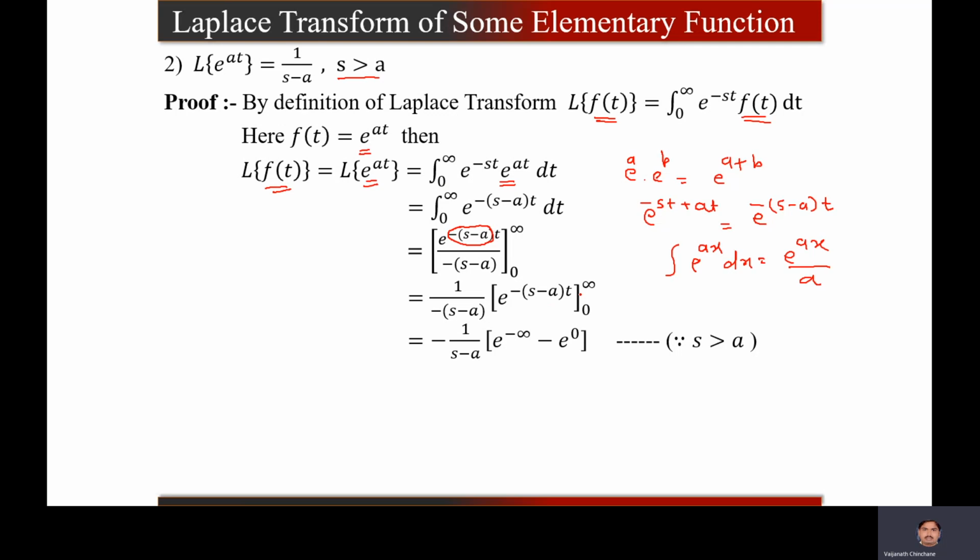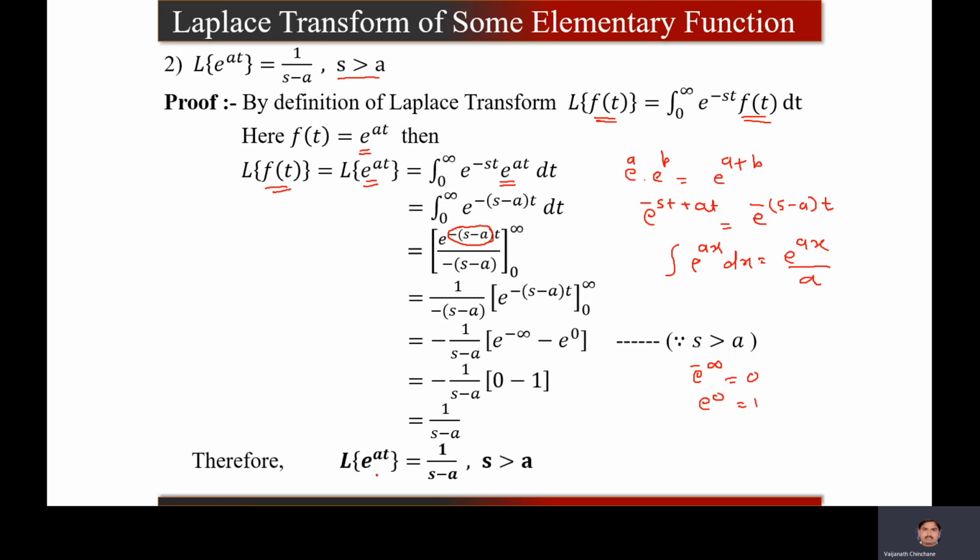When we put upper limit infinity, we have e raised to minus infinity, minus, when we put 0, e raised to t is 0, 0 into something is 0, means e raised to 0. Remember e raised to minus infinity is 0 and e raised to 0 is 1. Put these two values here, we obtain 1 upon minus of s minus a into 0 minus 1, and minus into minus becomes plus, and that will be equal to 1 upon s minus a, and therefore Laplace of e raised to at is equal to 1 upon s minus a.